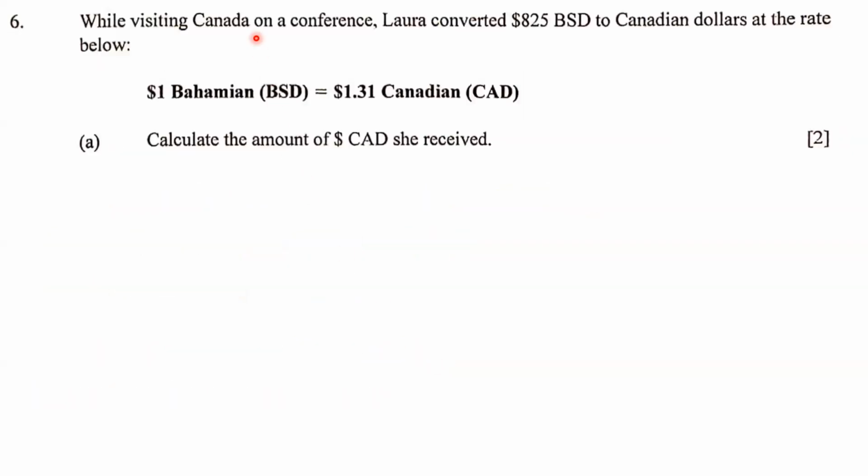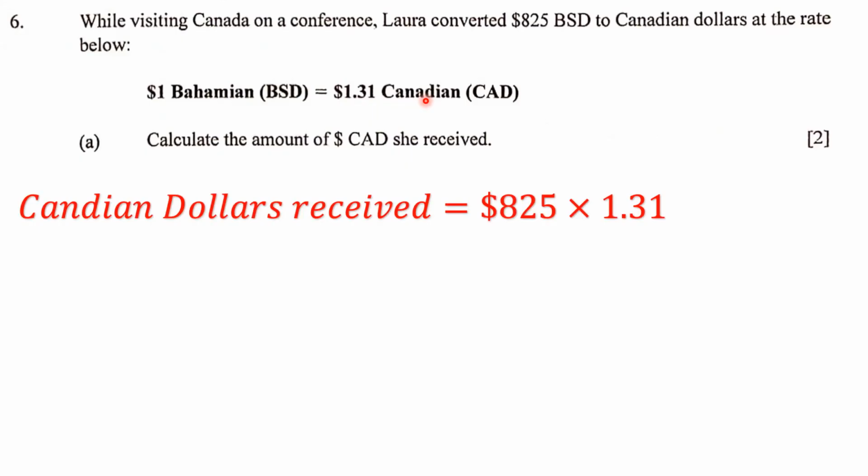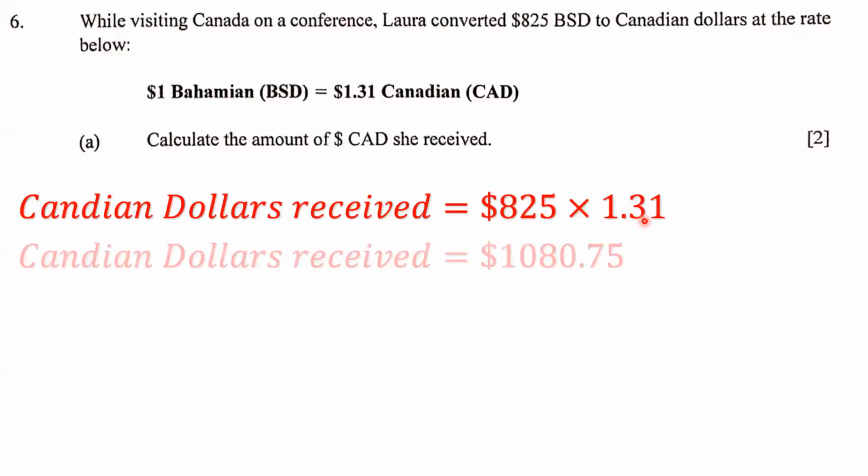It says, while visiting Canada on a conference, Laura converted $825 BSD to Canadian dollars at the rate below. One Bahamian dollar is equal to 1.31 Canadian dollars. So calculate the amount of Canadian dollars that she received. So she has 825 Bahamian dollars. She converted to Canadian dollars. And we know that the rate is one Bahamian dollar equals 1.31 Canadian dollars. So all we need to do in order to figure out the amount of Canadian dollars that she received is multiply 825 by 1.31. And we get that the amount of Canadian dollars received was 1,080.75. Okay, so let's move on to the next question.